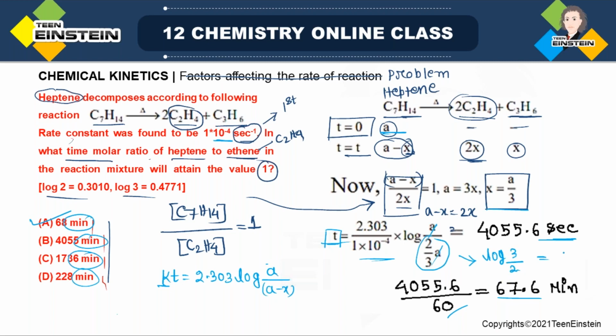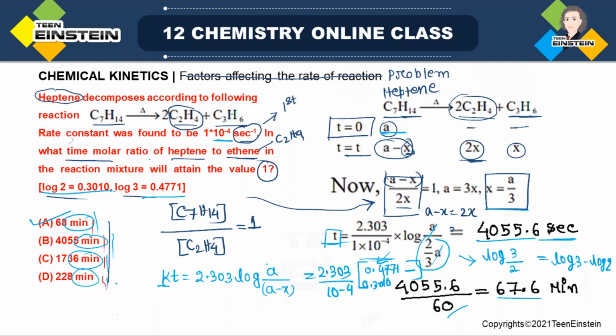And log 3 by 2 means what? Log 3 by 2 is basically log 3 minus log 2. And look at the question here, these two values are given. So the equation ultimately will become 2.303 times 10 to the power minus 4, and in the bracket it will be log 3, that means 0.4771, minus 0.3010. If we do this calculation, you will get 4055.6 seconds, and then we have to divide it by 60 so that we can get the value in minutes.